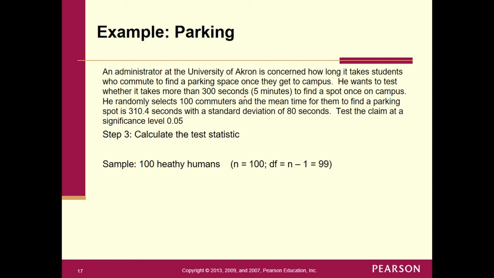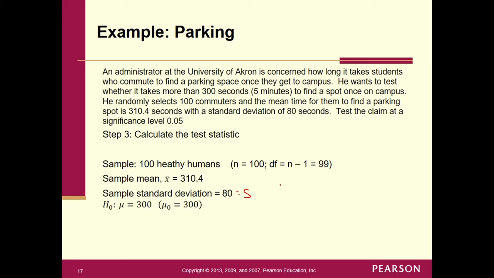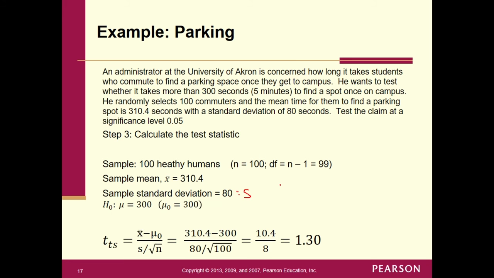Okay. So here's the background information to figure out our test stat. Again, this is S. All right. And then mu sub 0 is equal to 300. We throw it into the formula, and we get 1.30 for our test stat. So what is that saying? X bar is 1.3 standard errors above the value in the null hypothesis.